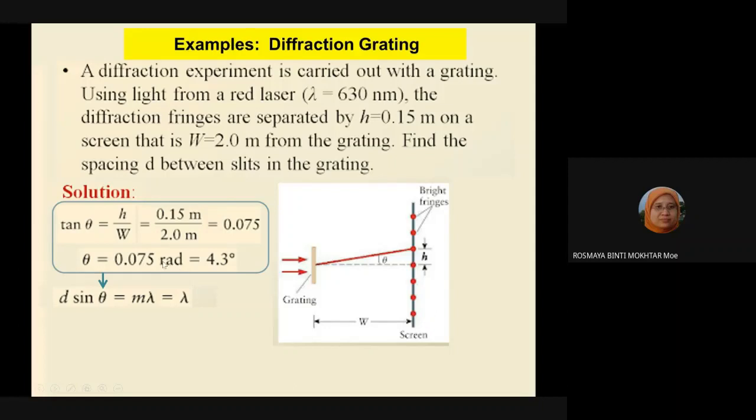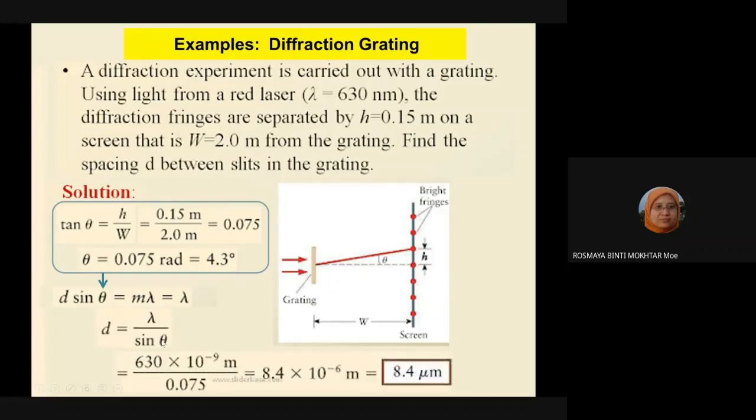I purposely show it in radian because for a very small angle, theta in radian is approximately equal to sine theta. So we try to substitute both theta in radian and in degrees to see what we get. We substitute D equals lambda per sine theta, where for sine theta we use radian, 0.075. So you get 8.4 times 10 to the power of negative 6 meter. If you substitute sine 4.3 degrees, you get the same answer. You try on your own. Whether you use radian or sine 4.3 degrees, you get the same answer, 8.4 times 10 to the power of negative 6 meter.